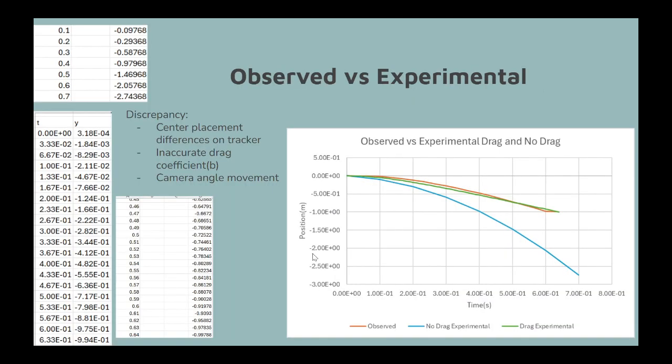And then, so these are all of ours together. So observed and drag experimental are extremely close. So we know that in our observed, there was, in fact, drag force being applied. Because our no drag experimental is quite different, and it's a little more consistent.